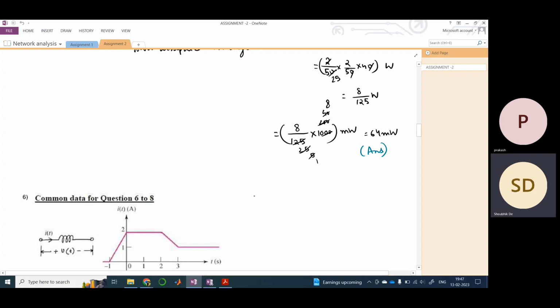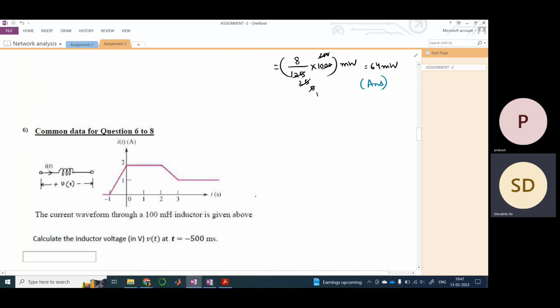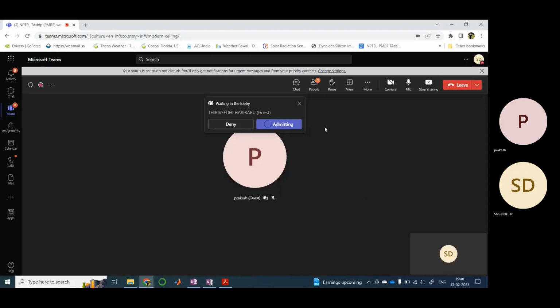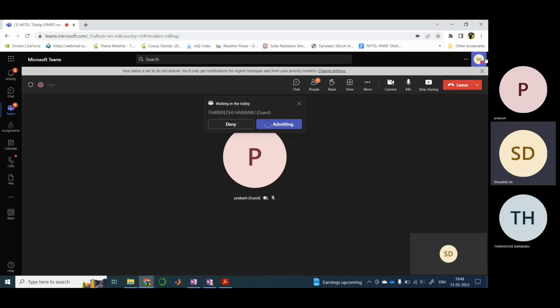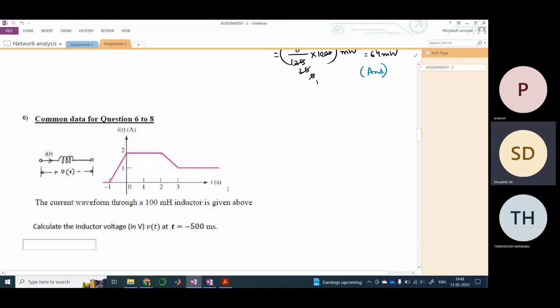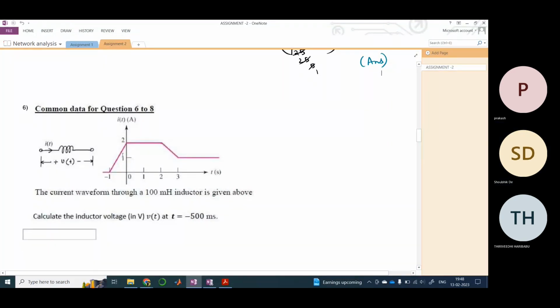Okay, so now let us look at the next question. This is again a common data question for questions 6, 7, 8, and this is an inductor question. The current through this 100 millihenry inductor is given above. This is the waveform of i(t) versus time. Now they are asking what is the inductor voltage v(t) at t equals 0?